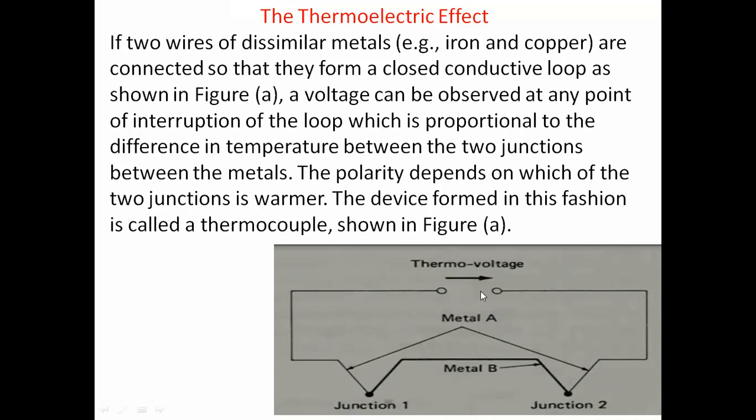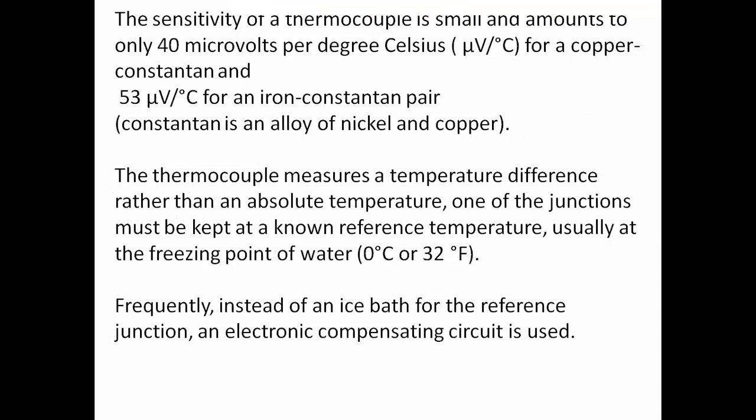Okay, if you consider this figure, here we have a dark line, which is metal B, and the normal line is metal A. So here we have formed two junctions. This is junction 1 with metal A and metal B, and this is metal B and metal A. Like this you can also do it. So I will show another figure.